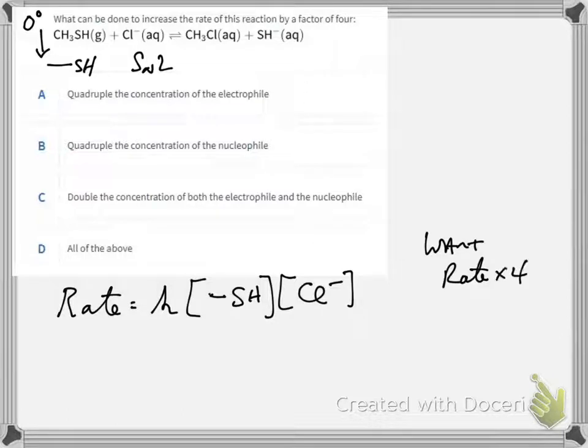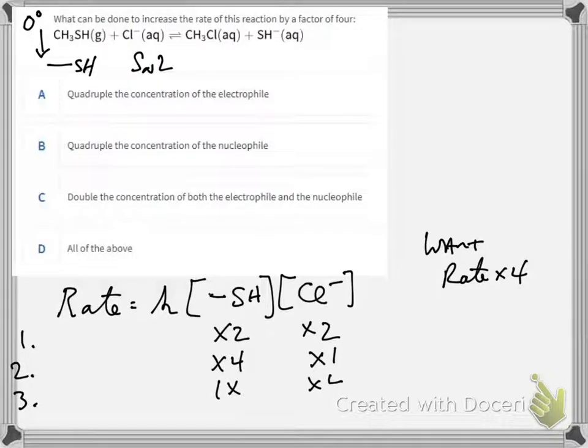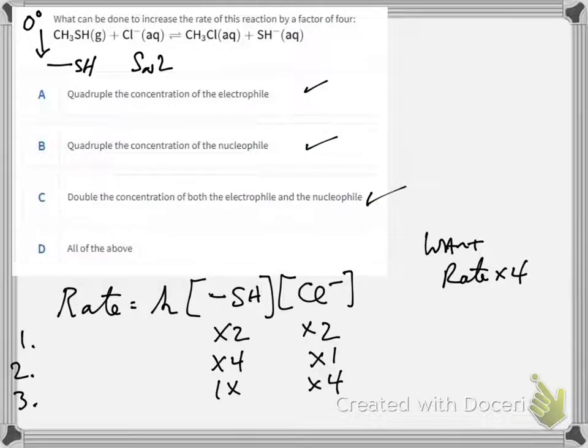Okay, so if we want to multiply the rate by 4, there's a couple ways we could do it. We could double each of the concentrations here. We could times 4 the electrophile, keeping the nucleophile constant. Or we could times 4 or quadruple the nucleophile, leaving the electrophile constant. All of these will contribute to a total rate order of 4.